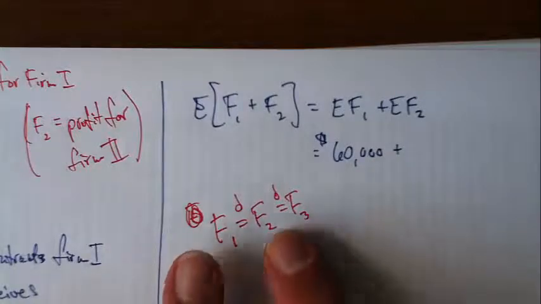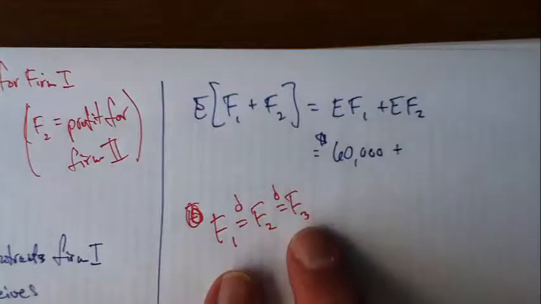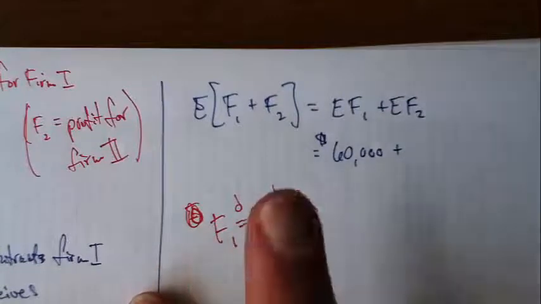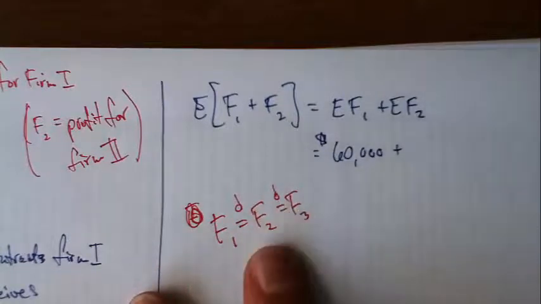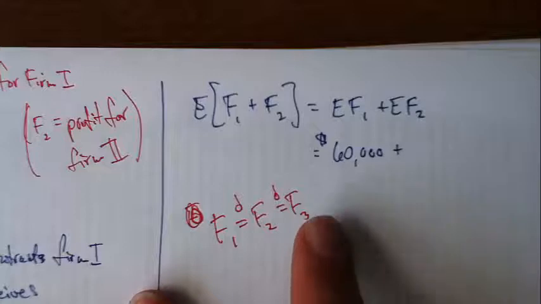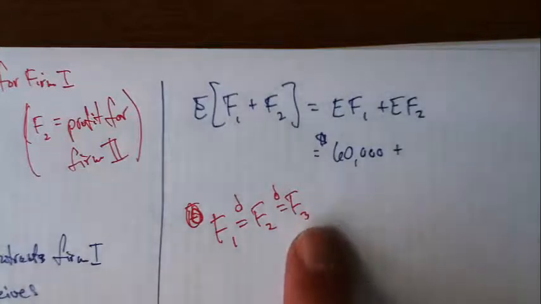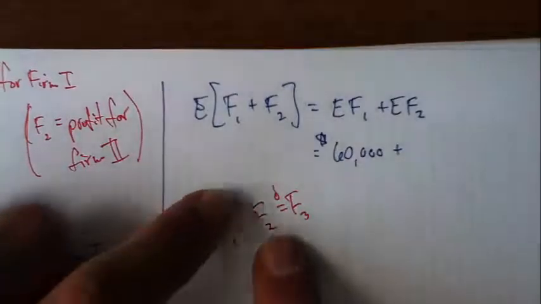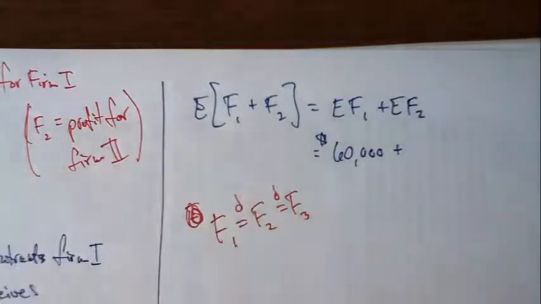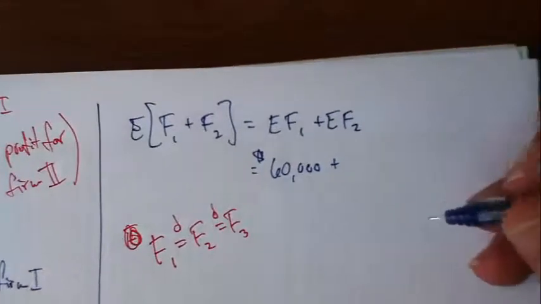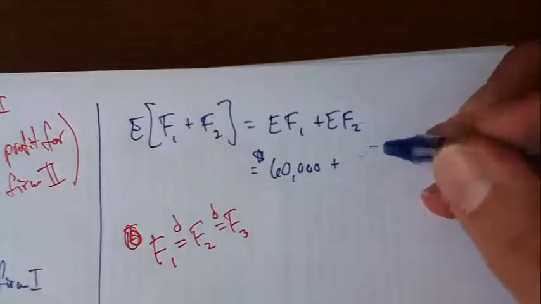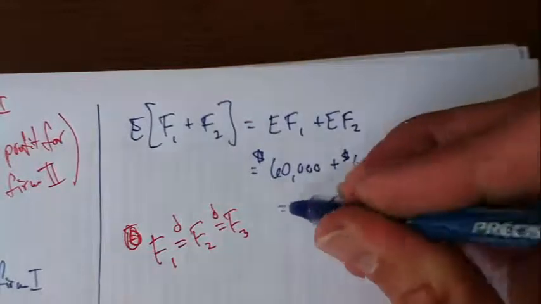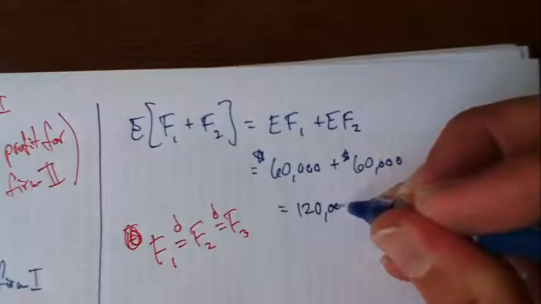If I wrote out a distribution table for F1 and it looked the same as the distribution table for F2, which looked the same as the distribution for F3, I could write it like this, right? This equals this in distribution. So we put a little d up there to denote that. If this has the same distribution as F1, then I know it must have the same expected value, and so this is $120,000 and 0 cents. All right, very good.